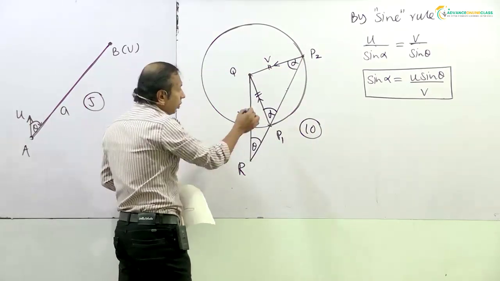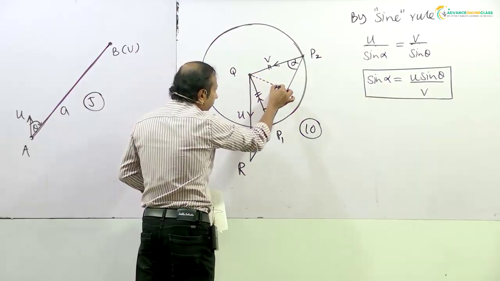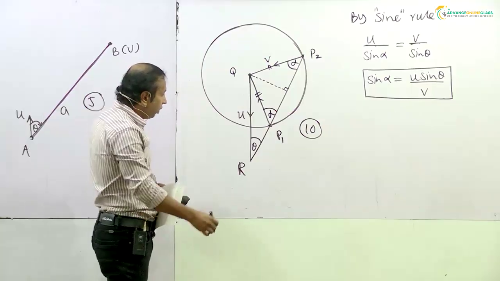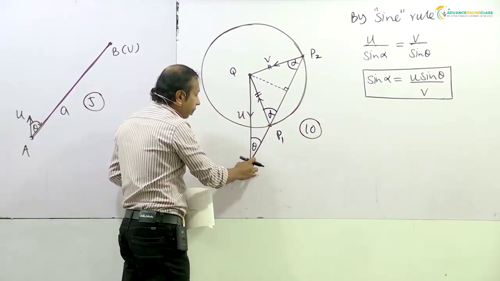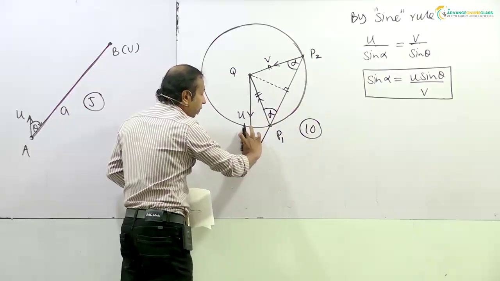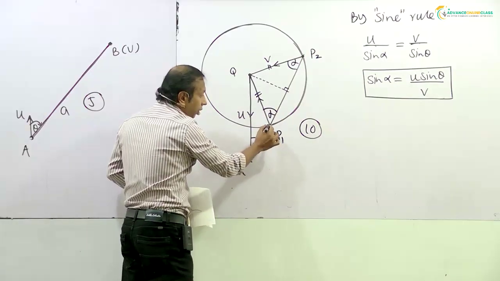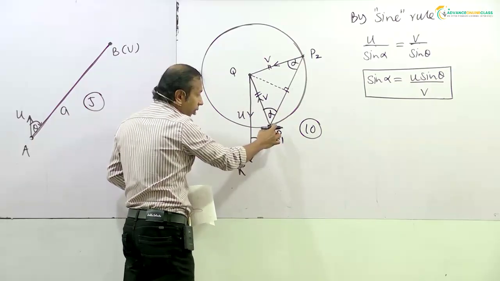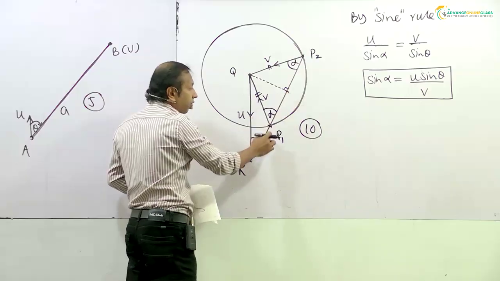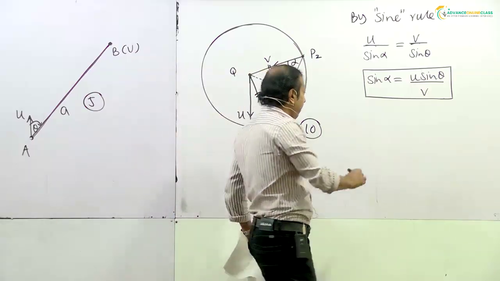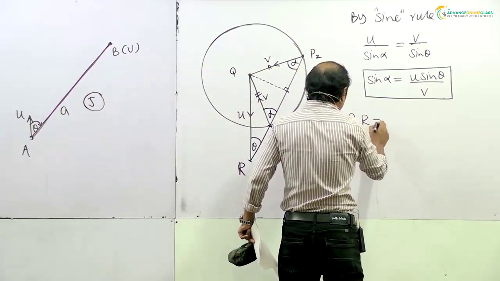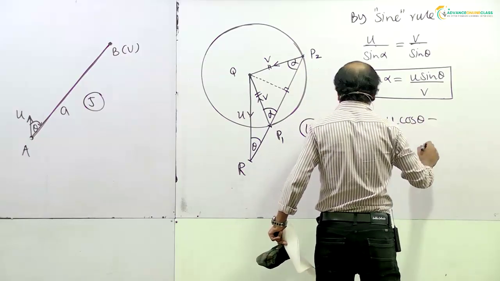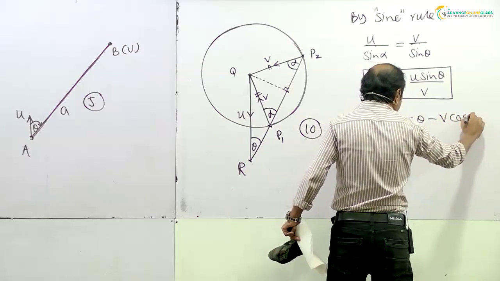Right. If I draw a perpendicular here, how to write P1R? From here to here, the length is what? u cos theta. Here to here, this is the radius we know, v cos alpha. Then what is P1R? From here to here, u cos theta subtract v cos alpha. P1R is u cos theta minus v cos alpha. Right.